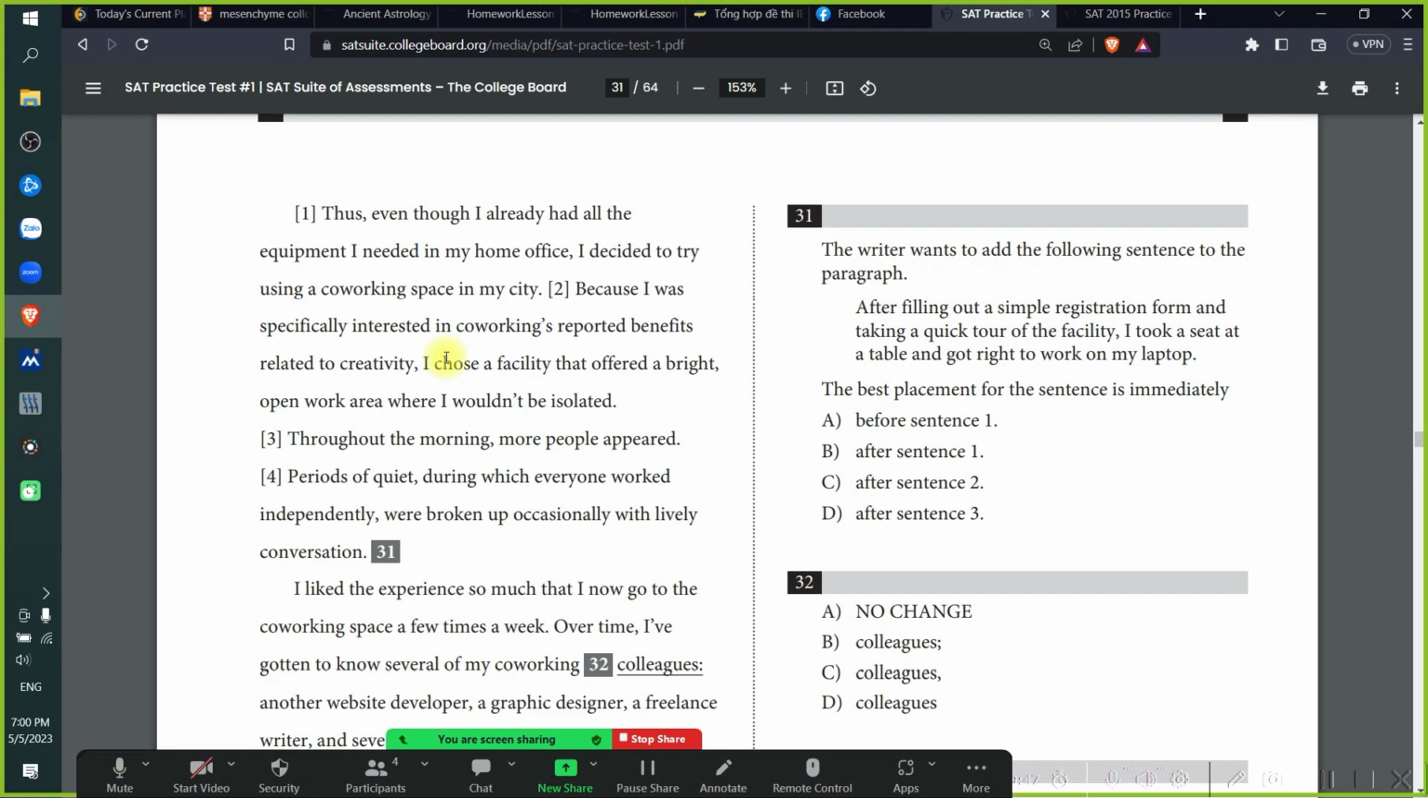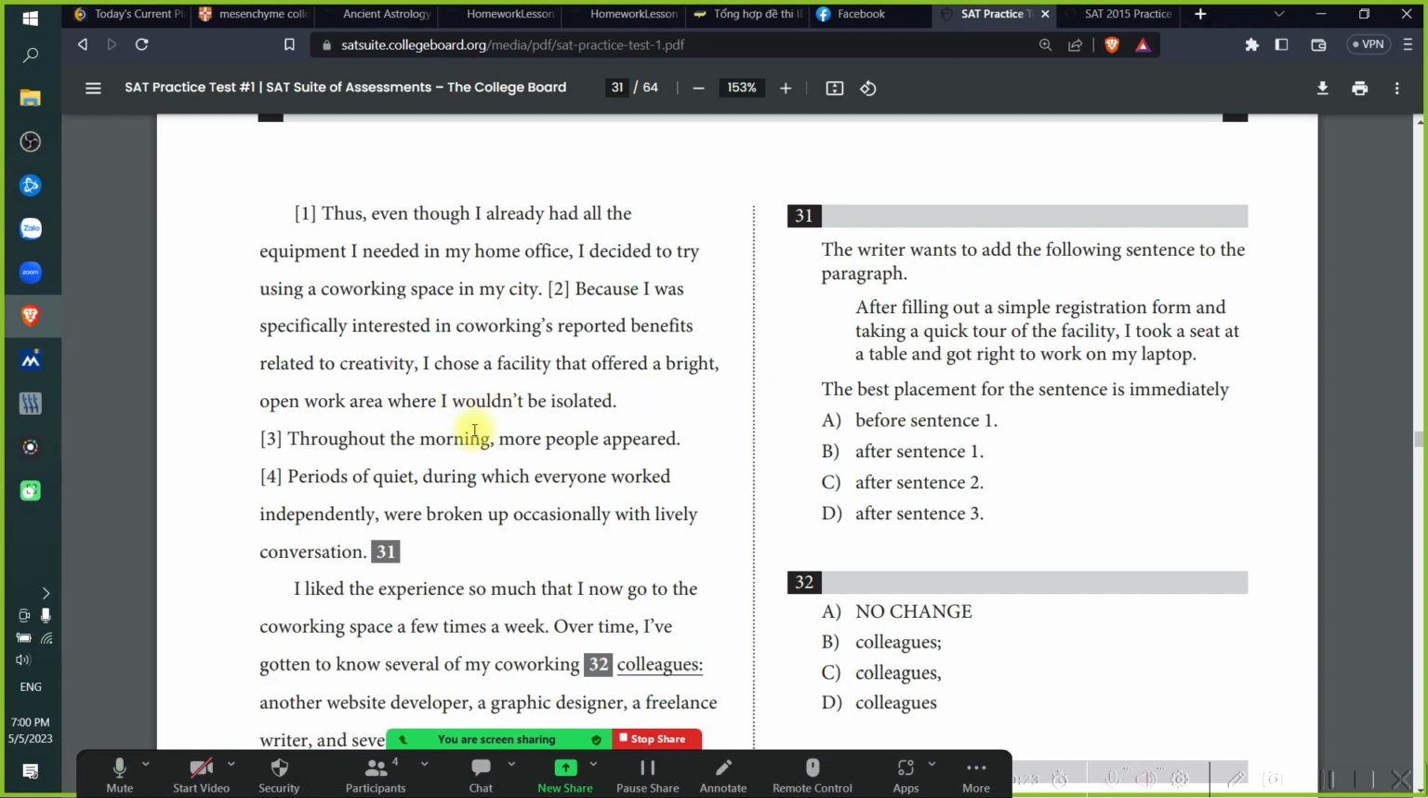Number 2. Because I was specifically interested in co-working's reported benefits related to creativity, I chose a facility that offered a bright, open work area where I wouldn't be isolated. Câu số 2 là bởi vì tôi đã đặc biệt hứng thú về những lợi ích được tường thuật liên quan đến sự sáng tạo của việc làm việc cùng nhau. Tôi đã chọn một cơ sở vật chất có không gian làm việc mở và sáng sủa, nơi tôi không thể nào bị cô lập được.